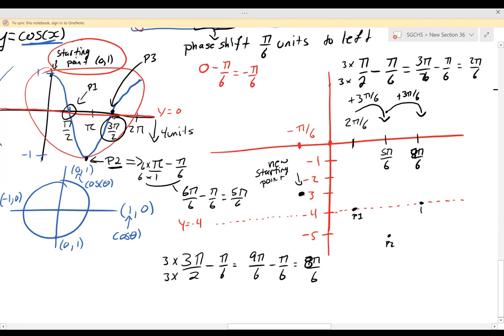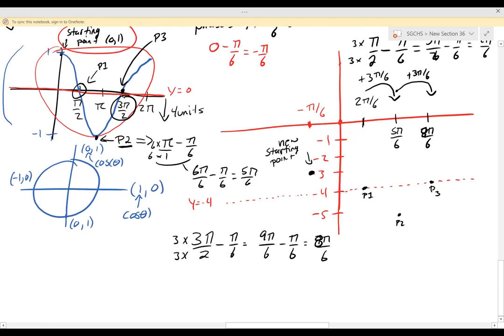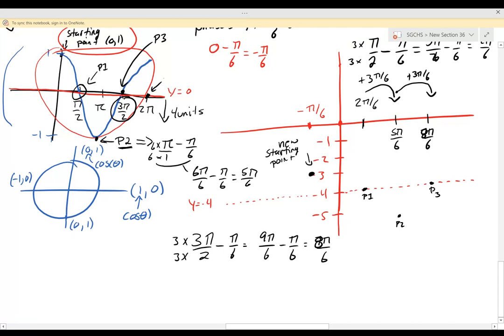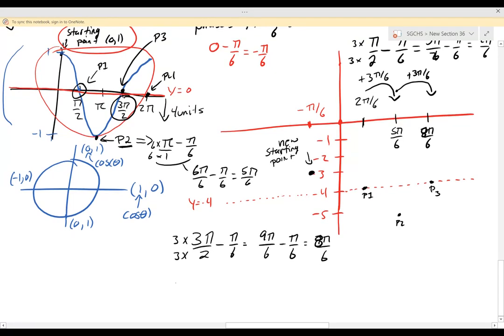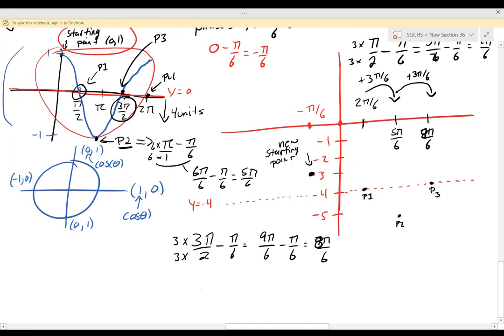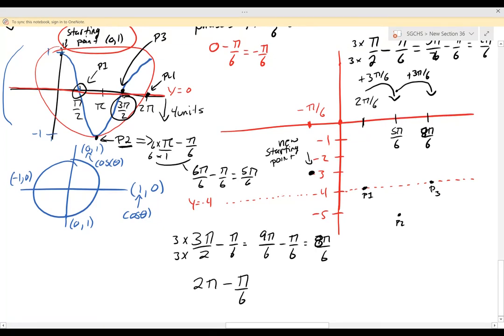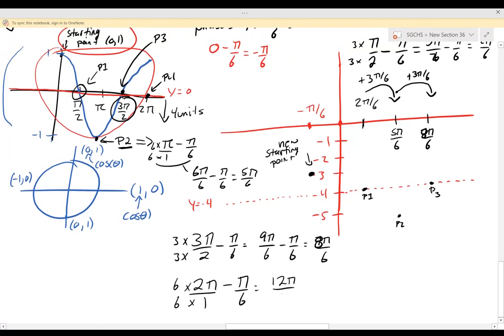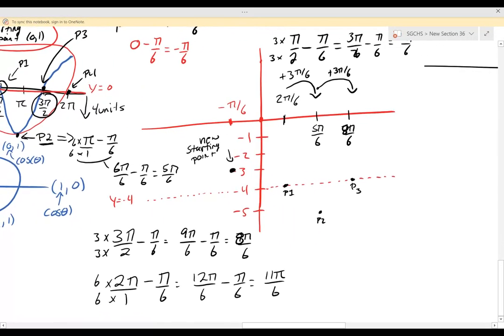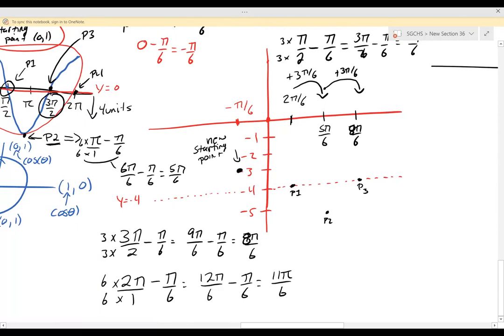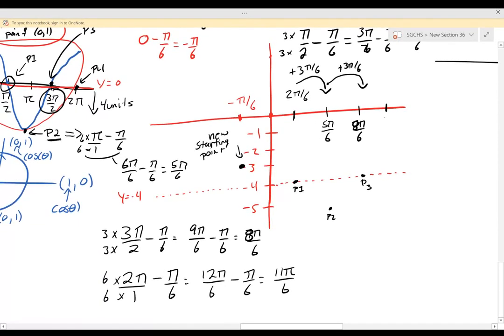Just to kind of prove it full and true, let's look at 2 pi over 6, so 0.4 here. Well, 0.4, 2 pi has moved pi over 6 units to the left. Again, let's get the common denominators. So this will give me now 12 pi over 6 minus pi over 6, which gives me 11 pi over 6. 11 pi over 6 will be found here.